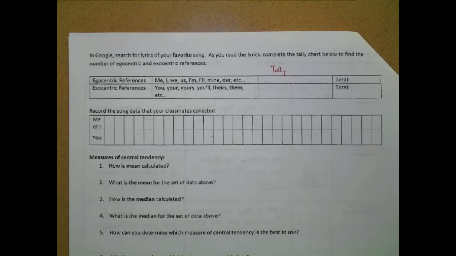I want you to look up the lyrics to one of your songs that you like. And then I need you to count the number of words in the song that are like me, I, we, us, I'm, I'll, mine, our. The words are egocentric, referring to the singer themselves. Count it up. Then count the number of you, your, yours, you'll, theirs, them.